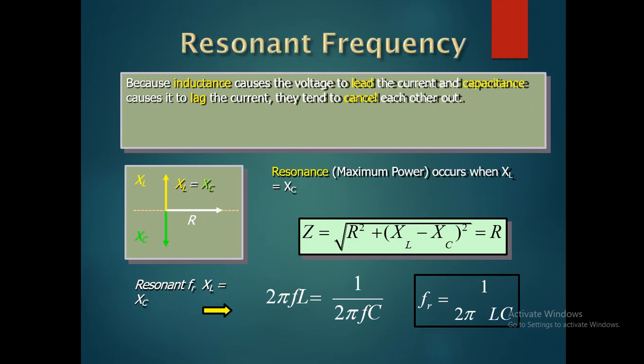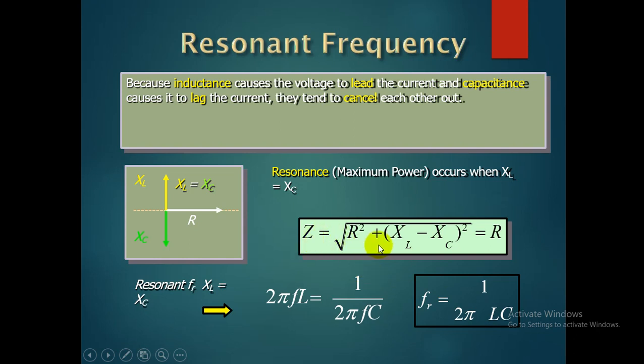Resonant condition means the impedance of the circuit is going to be minimum, and the current flowing at that time is maximum. Indirectly saying, when we connect RLC in series across an AC source and the inductive reactance is equal to the capacitive reactance, the resonance condition occurs, and from that resonant condition we can find out the resonant frequency equation. This is FR equal to 1 upon 2 pi root LC.